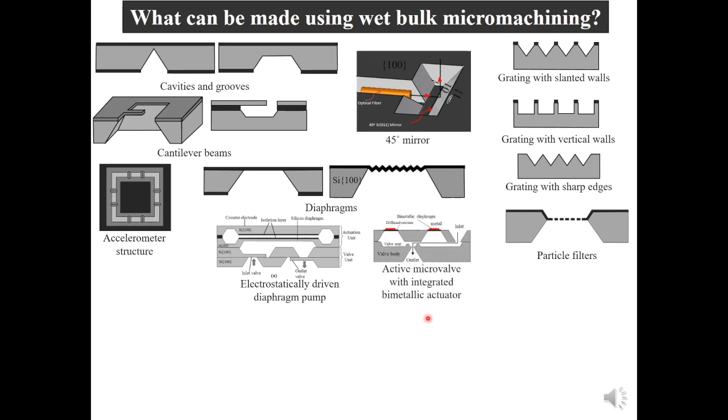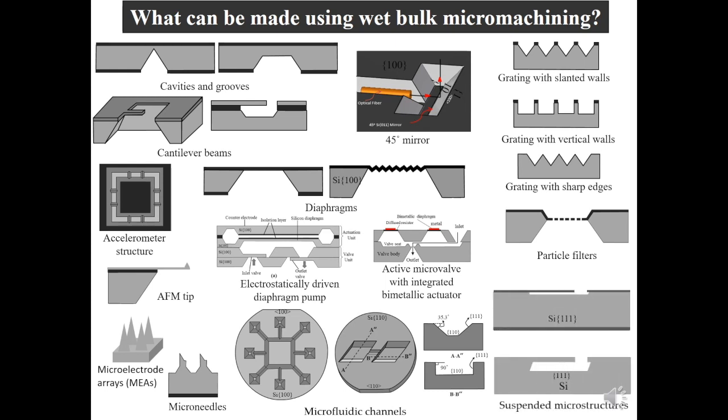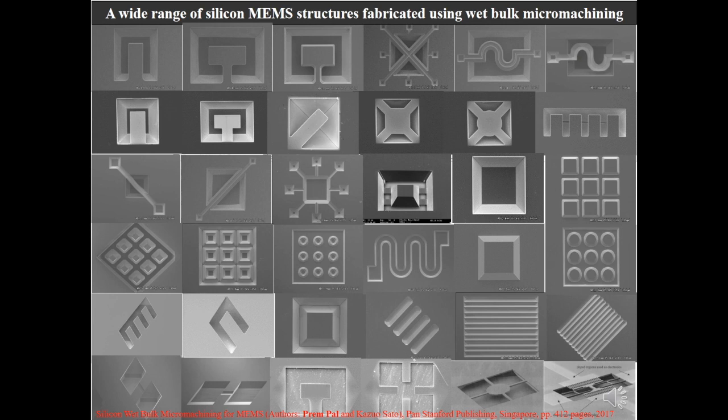pump, an active microwall with integrated bimetallic actuators, AFM tip for surface characterization, microelectrode array, microneedles, and microfluidic channel with multiple reservoir, and freestanding structure and silicon 111 wafer with controlled gap between the suspended structure and bottom. And these are the SEM picture of microstructure fabricated using wet bulk micro machining. So here we can see a wide range of MEMS structure can be fabricated using wet bulk micro machining.